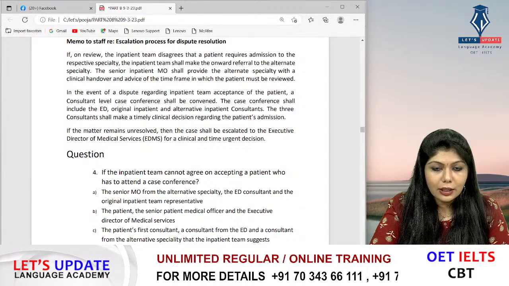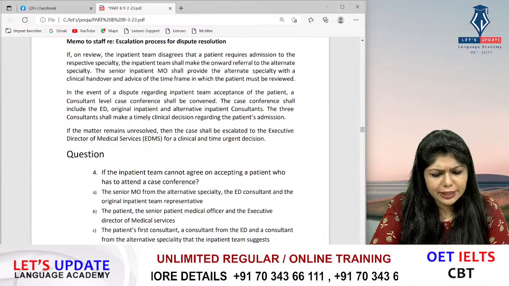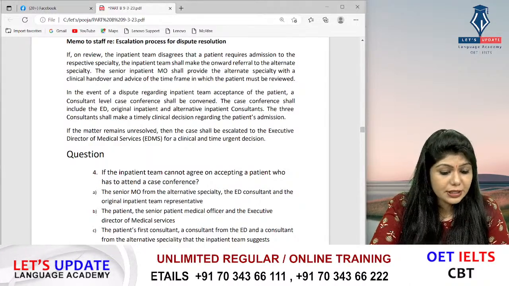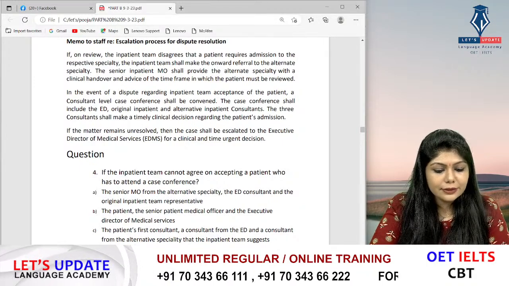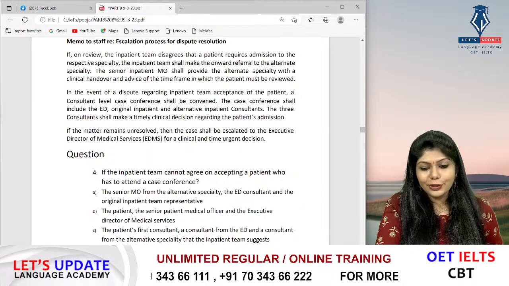Option B is the patient, the senior patient medical officer, and the Executive Director of Medical Services. Option C, the patient's first consultant, a consultant from the ED, and a consultant from the alternative specialty that the inpatient team suggests. Okay, so these are the three options.